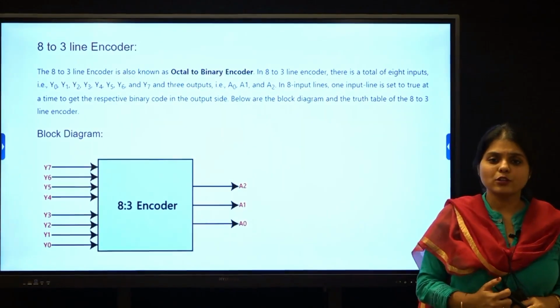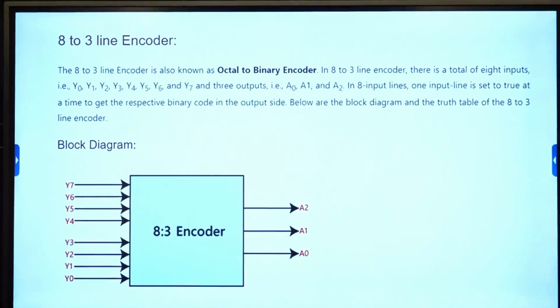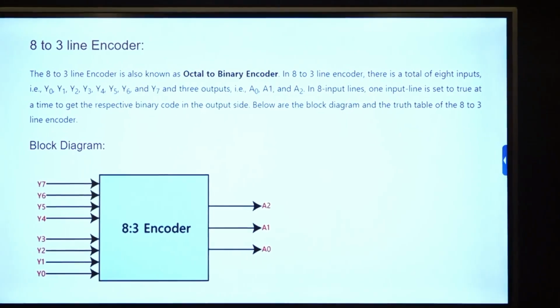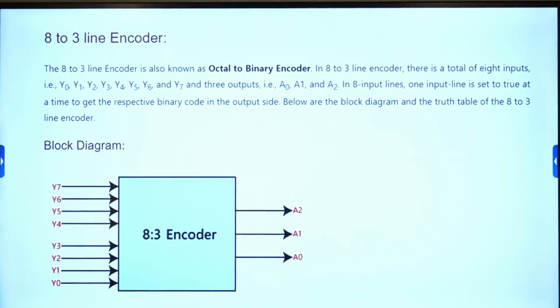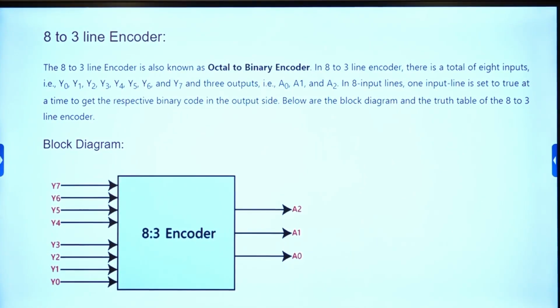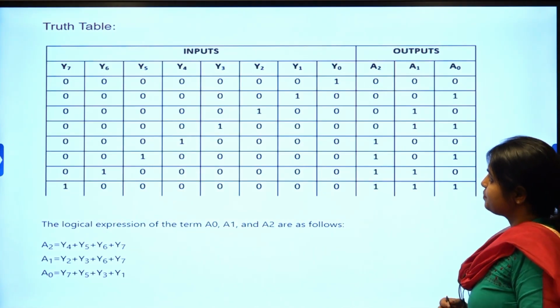Okay, similarly we'll look into the 8 to 3 line encoder. Here in the 8 to 3 line encoder we have 8 inputs which are Y0 to Y7, and we have 3 outputs which are A0 to A2. As we have 8 inputs, we call it octal, and as they are generating the binary output, we call it an octal to binary encoder. Here in these 8 input lines, Y0 to Y7, only one of the input lines will be set to true. Based on that, the respective binary code will appear at the output side, like what we have seen for the 4 to 2 line encoder.